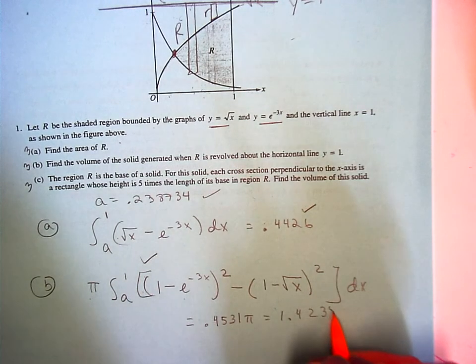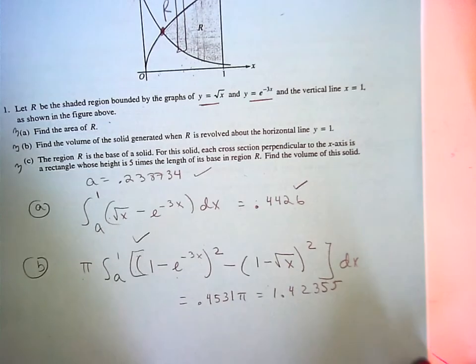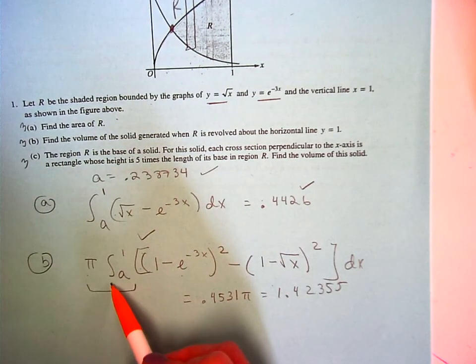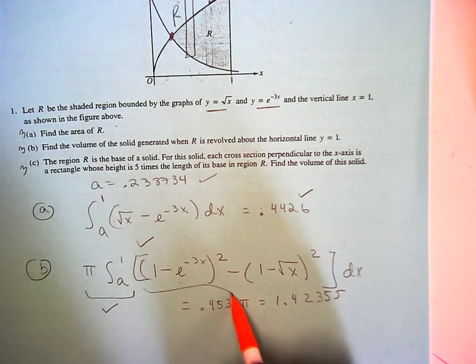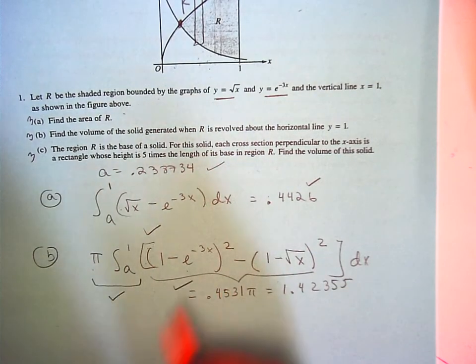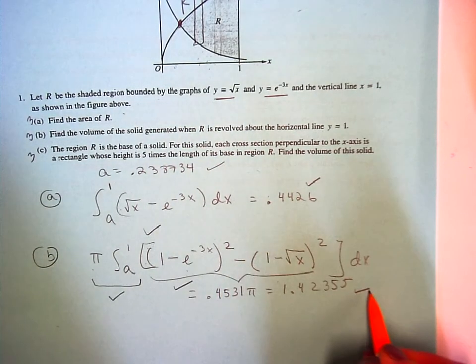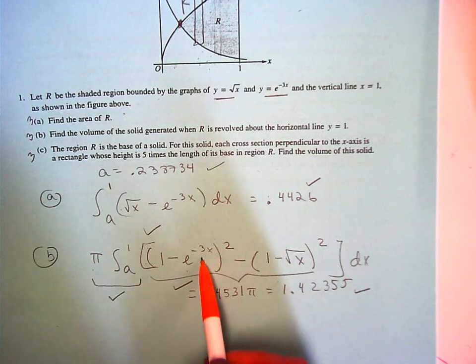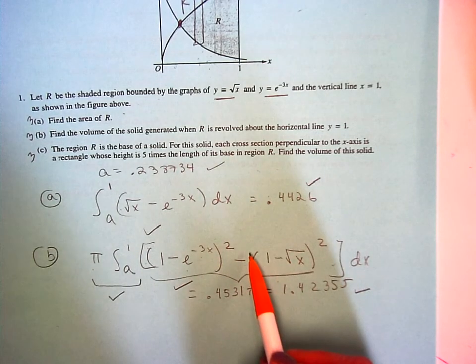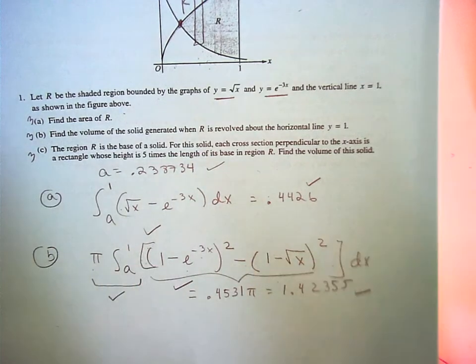1.42355. Again, it is 3 points for part B. It is 1 point for having pi and the correct value, another point for the correct integrand, a point for the value. If you do not have something squared minus something squared in here, you will lose 2 points even if you have this.